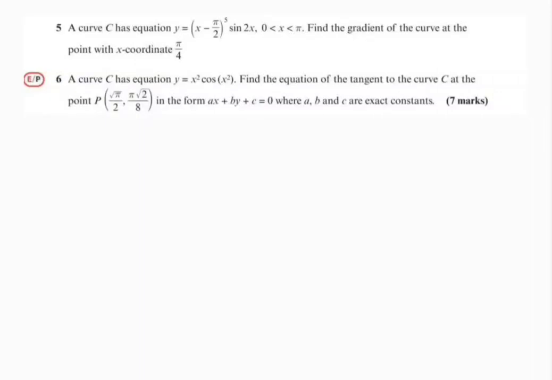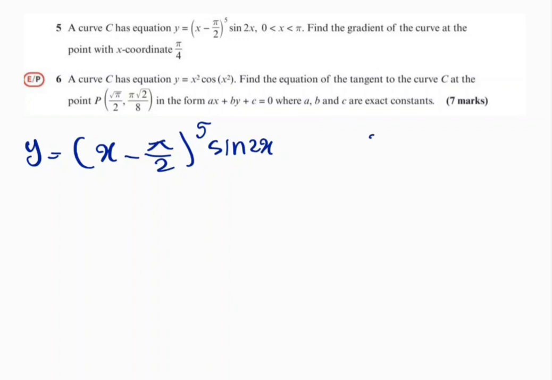This video is on exercise 9D, A-level Maths Pure 2 textbook. Question 5. A curve C has equation y equals (x minus pi over 2) to the power of 5 sine 2x in the interval x between 0 and pi. Find the gradient of the curve at the point with x coordinate pi over 4.